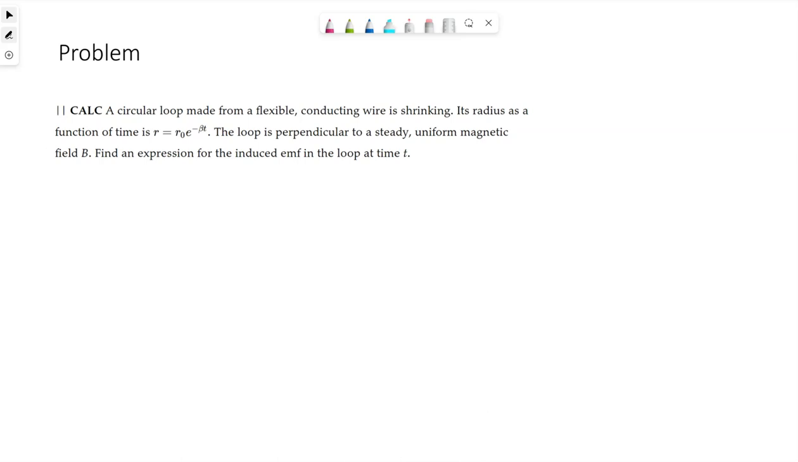So we have a region where there's a magnetic field, and we have a loop of wire that somehow we're able to change the radius of, as time goes on. So the radius of this loop is described by this equation. R naught would represent the initial radius of the loop, and then this exponential function is describing that the radius is exponentially becoming smaller as time goes on.